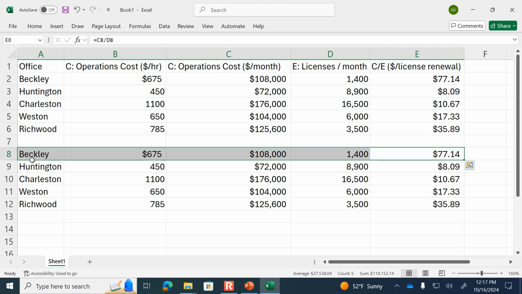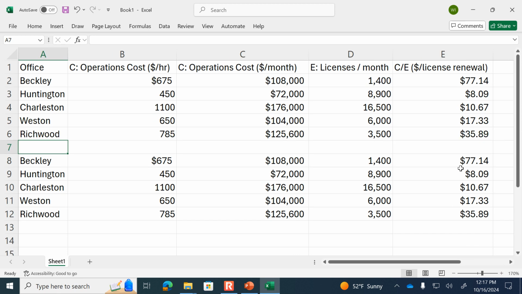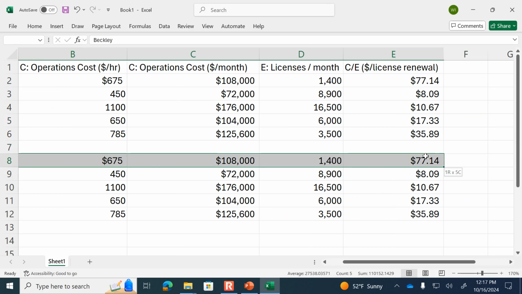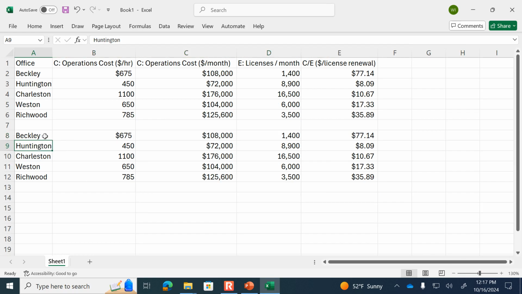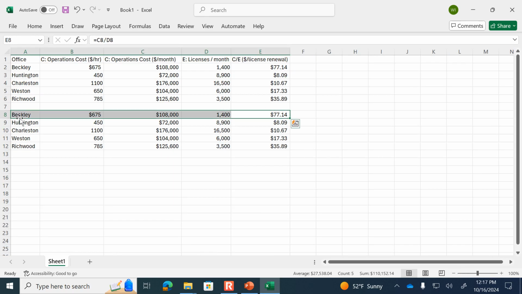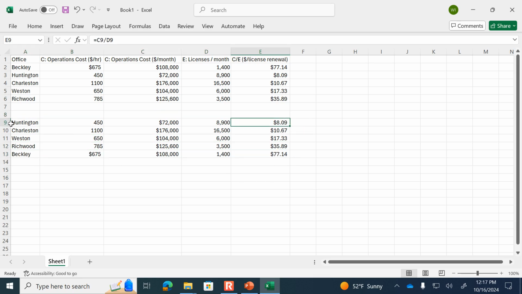So Huntington's at the top. Beckley, I'm going to move to the bottom of the list. Sometimes when I'm zoomed in, it's hard to grab rows. There it is. All right. Yeah, so now it's sorted. The best at the top, then progressively less efficient as we get to the bottom.